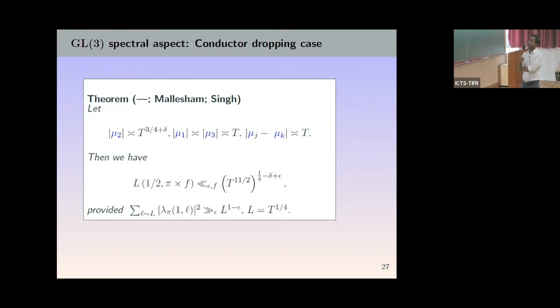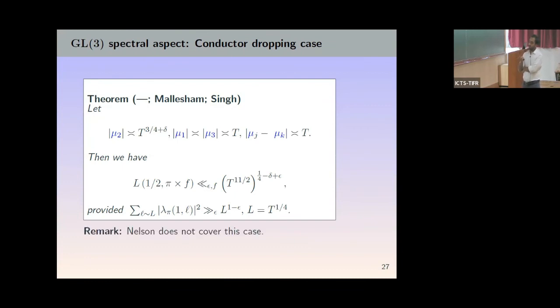In this case, note that the analytic conductor will be smaller. It will be T to the power 11/2, which is smaller than T cubed. So the conductor is dropping here, and we get subconvexity for this kind of forms. And again, we have to assume this L2 norm lower bound condition on these GL3 Fourier coefficients.